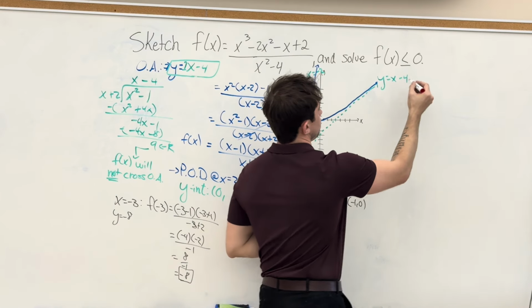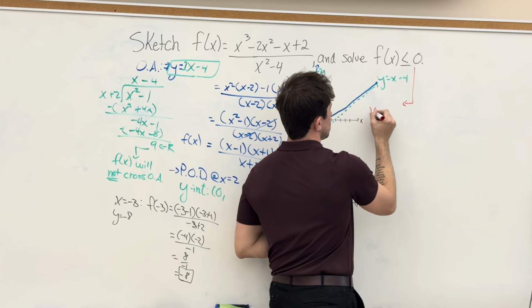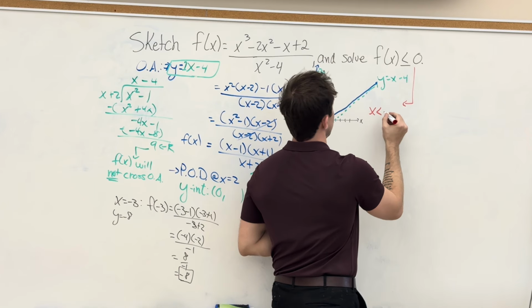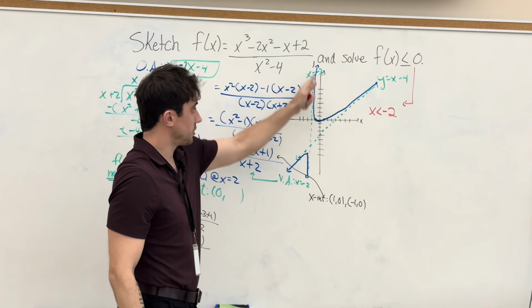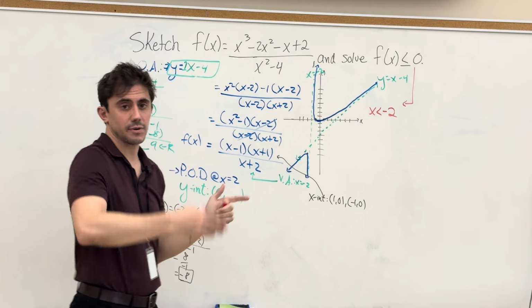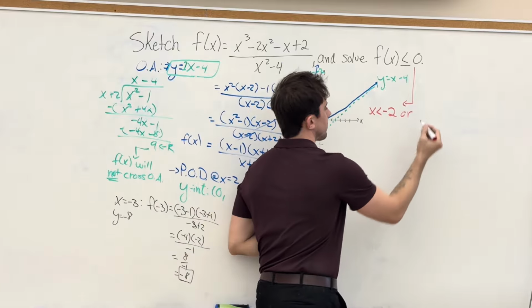So we can write that. Let's write that in here. When x is less than -2. It can't actually be -2 because the function is undefined at -2, right? That's what a vertical asymptote means. And then we also have another option.